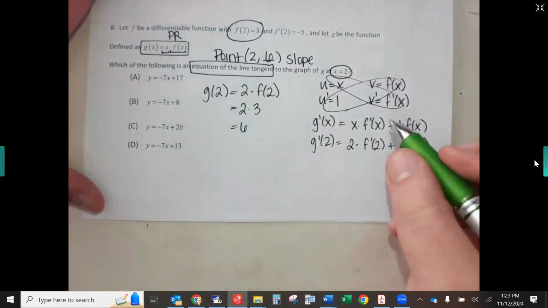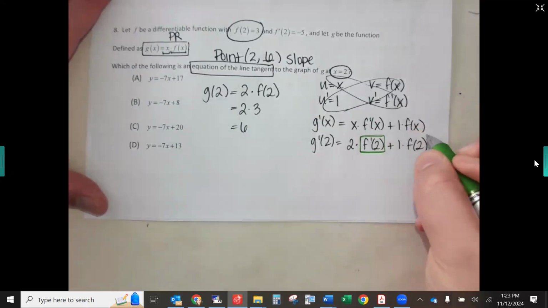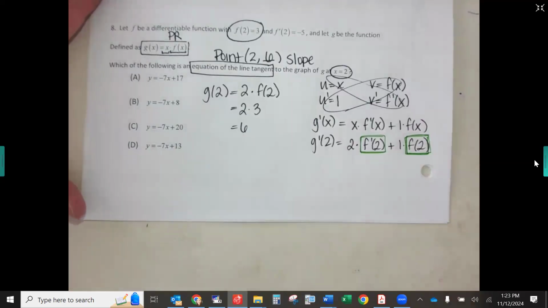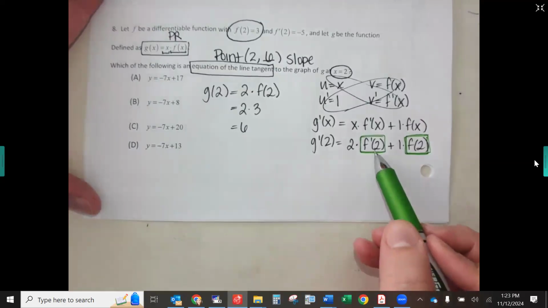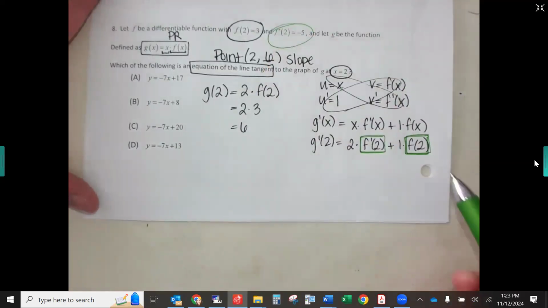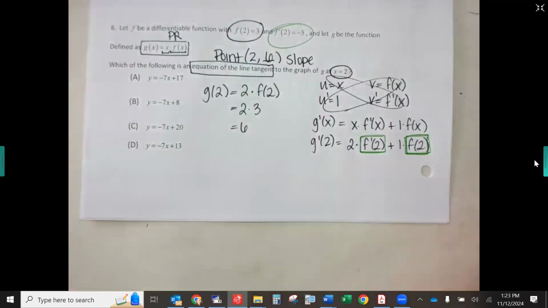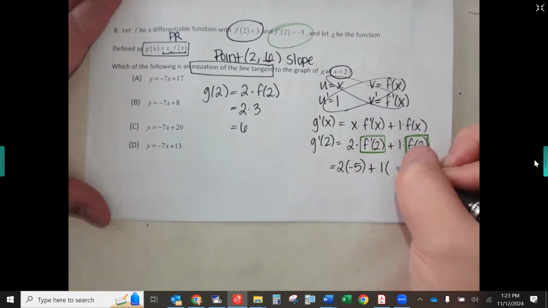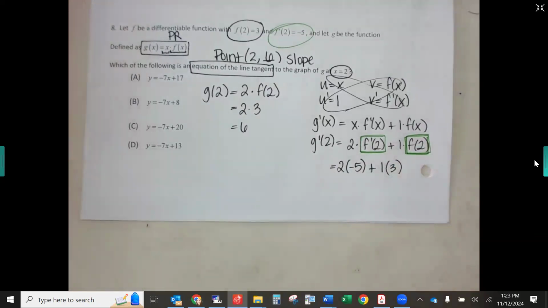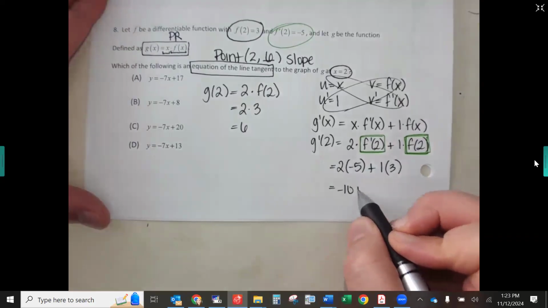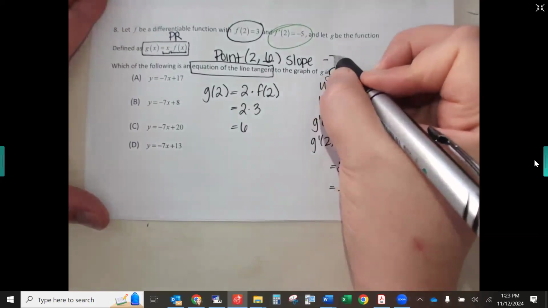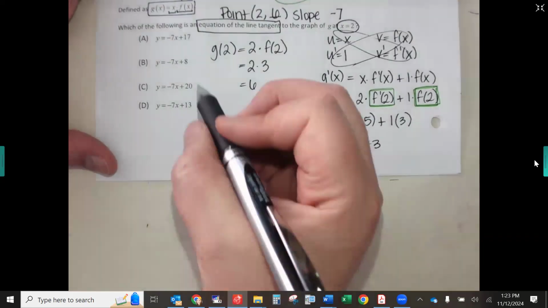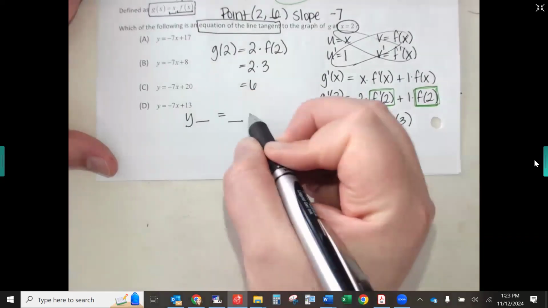And then remember that this number and this number are going to be given to you either in a table or they could just be embedded in the question. So in this case, what does it tell me f prime of 2 is? Negative 5, and regular f of 2 is still 3. So we have 2 times f prime, which is negative 5, plus 1 times regular f, which is 3. 2 times negative 5 is negative 10, plus 3 is negative 7. Okay, once you have your ingredients, you're going to write your equation in what's called point slope form. So remember, it's y blank equals blank x blank.